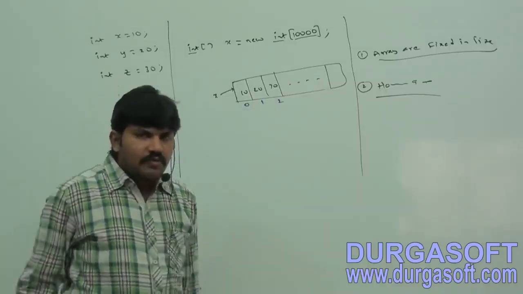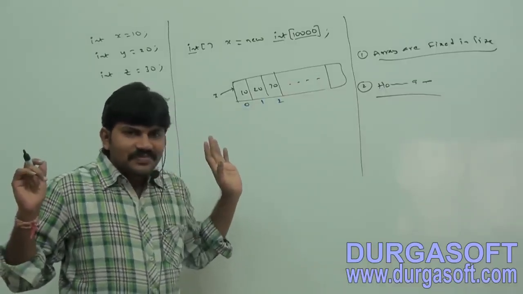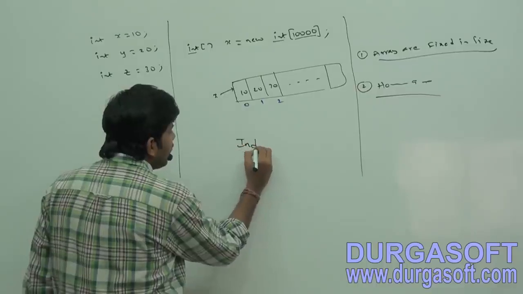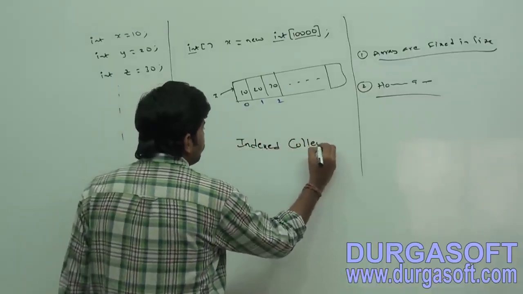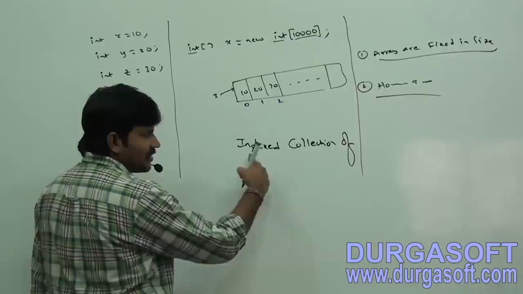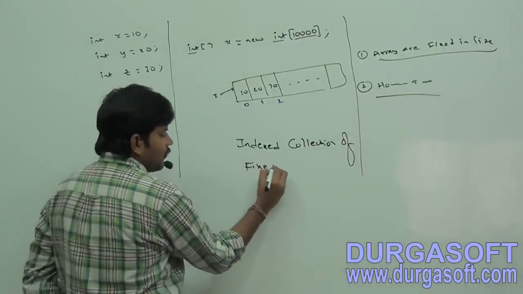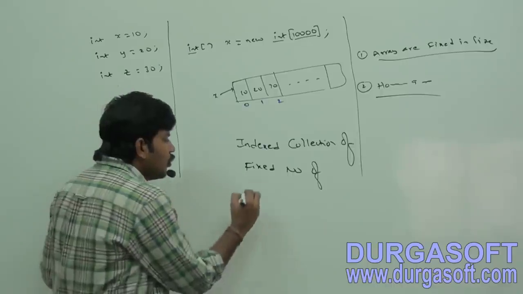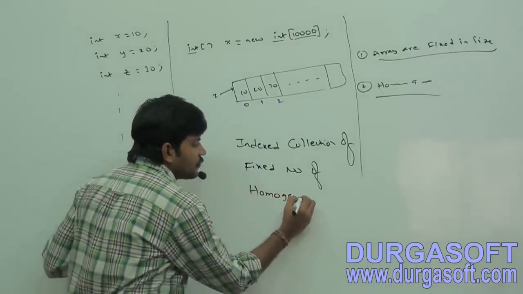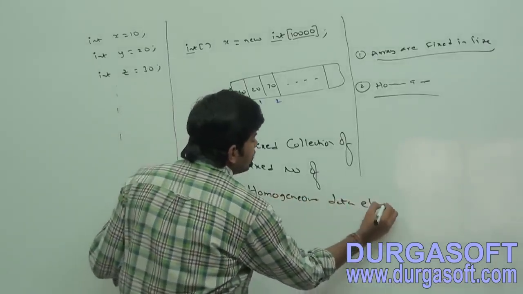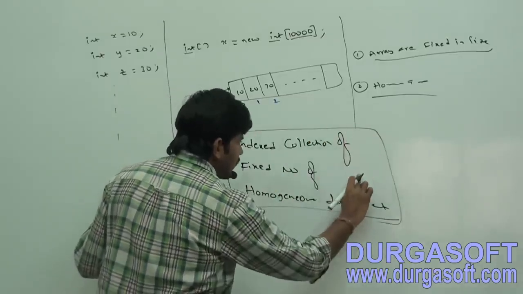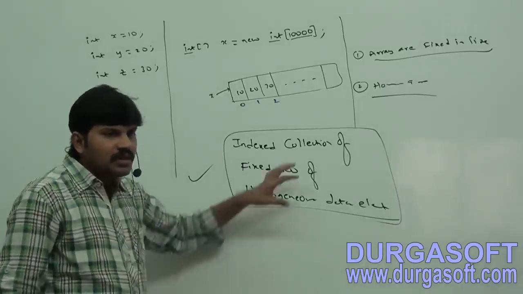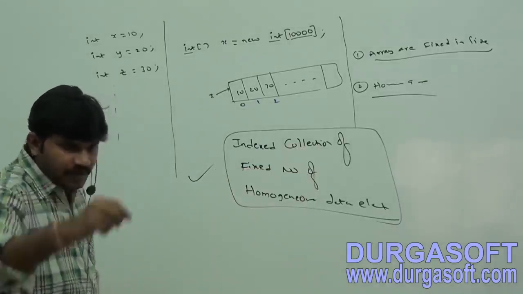Sir, can you define what is an array? What is an array? An array is an indexed collection of fixed number of homogeneous data elements. That is nothing but the concept of an array. Any explanation is required at this point?